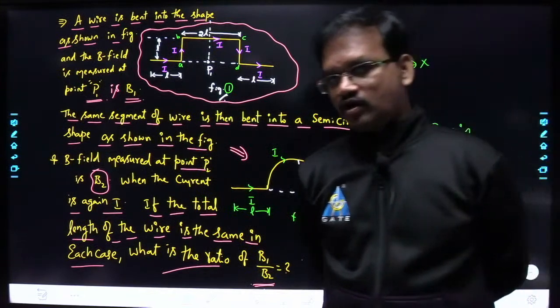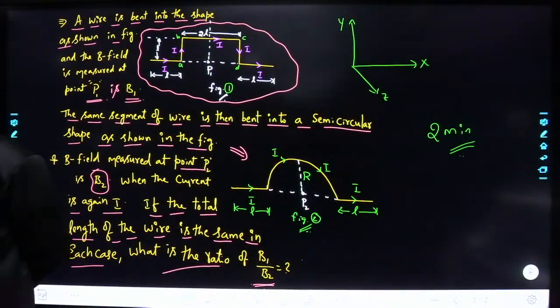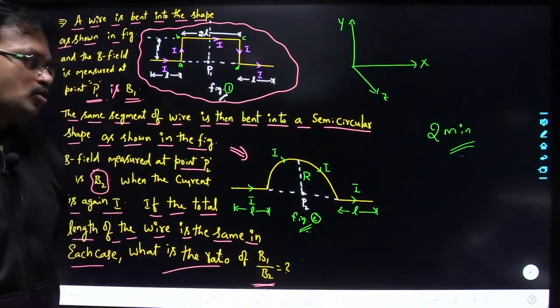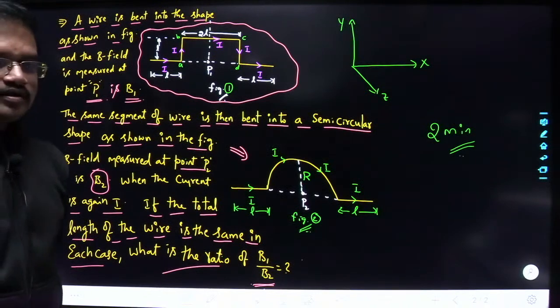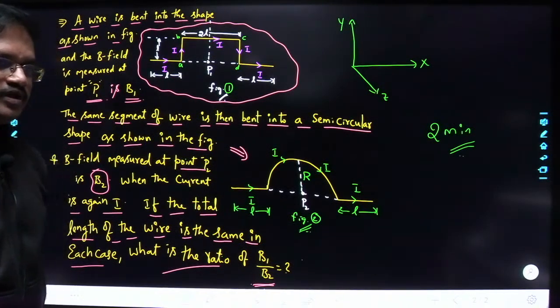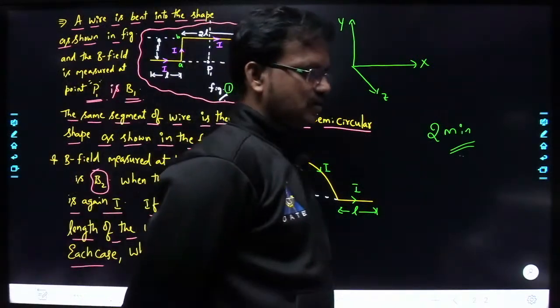We know already how to determine the B field due to a current carrying wire of finite length, right? And how to determine the B field due to a semicircular loop. So all these things we know already. So just apply those here. You have to know how to apply all those results.